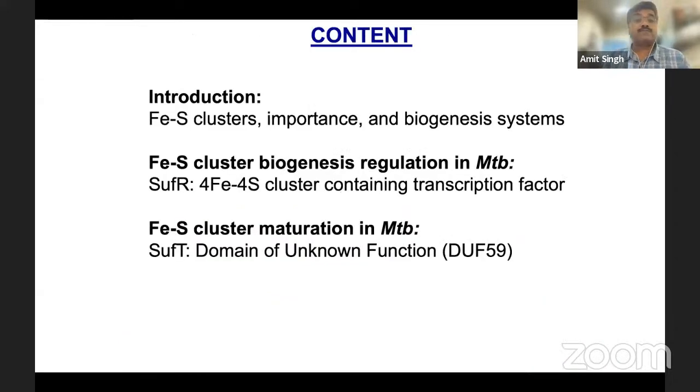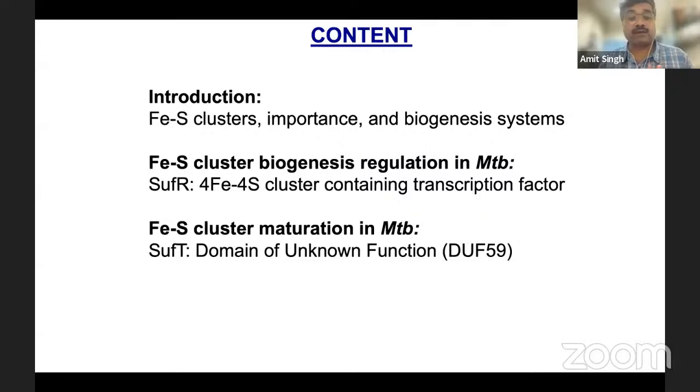I have organized my talk into three distinct parts. One, I'm going to give you an introduction about iron sulfur clusters for the sake of the students who are listening to the talk, their importance and what all biogenesis systems are available for making iron sulfur clusters. Also, I'm going to talk about iron sulfur cluster regulation in MTB, and there I'm going to talk about the role of a transcription factor, which contains 4 iron 4 sulfur clusters, and how this transcription factor is a key transcriptional regulator of iron sulfur cluster biogenesis in TB. And finally, I'm going to talk about a protein, SufT, for which there is no real information available. It also contains a domain of unknown function, which signifies that the function is not known.